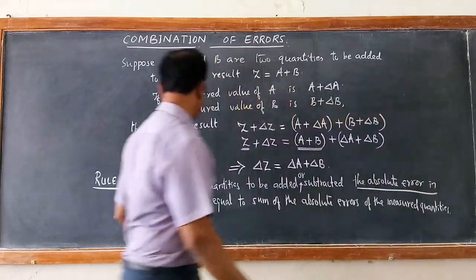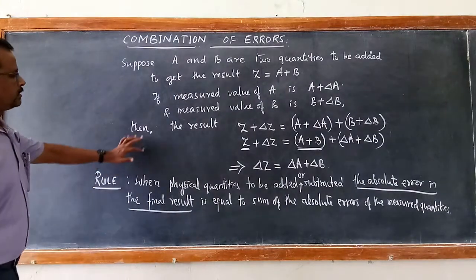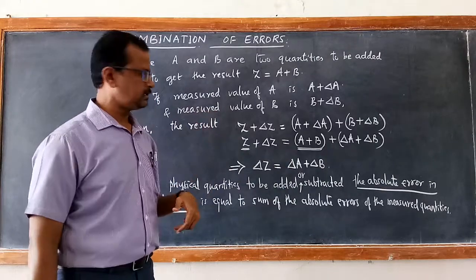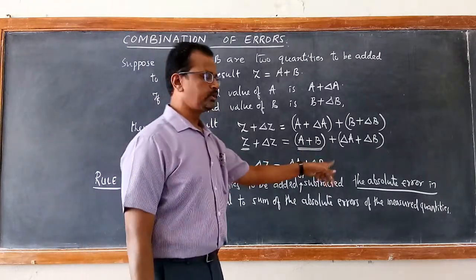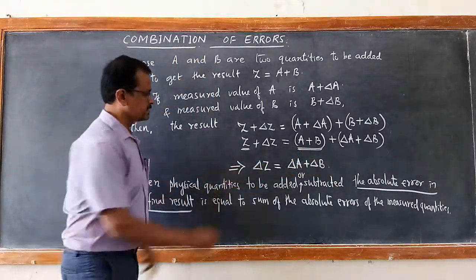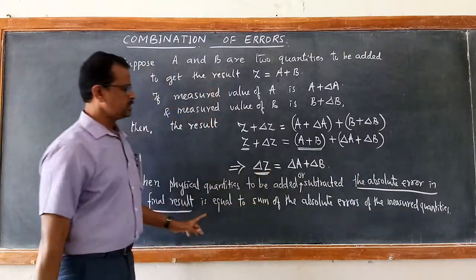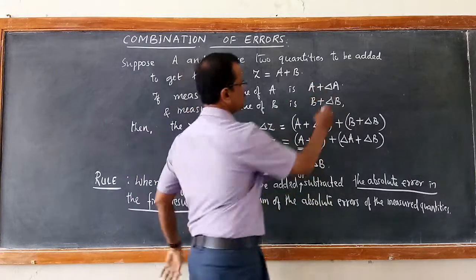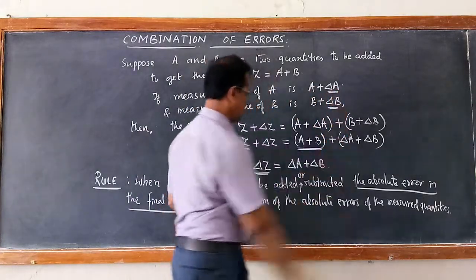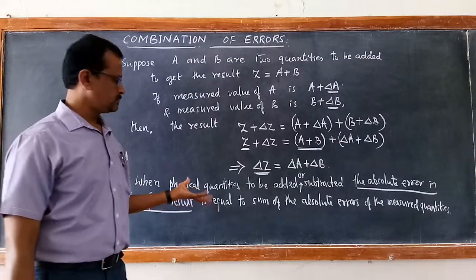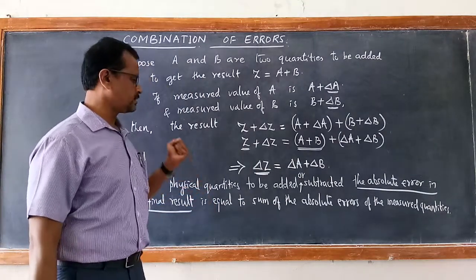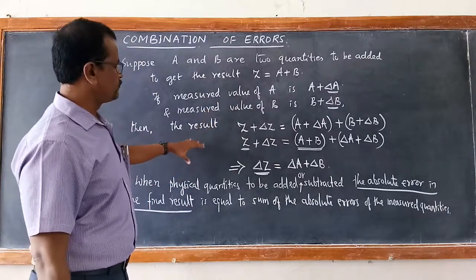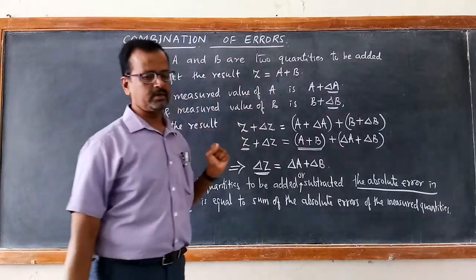So this is the first one. Please note down: whenever physical quantities are to be added or subtracted to get the result, then the absolute error in the result, delta Z, is equal to the sum of the absolute errors of the measured values, delta A plus delta B. That gives us the maximum absolute error. This is also true for subtraction of two physical quantities.